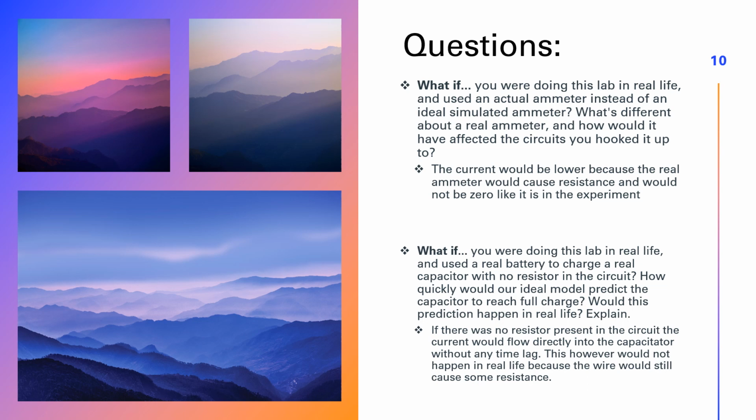What if you were doing this lab in real life and used a real battery to charge a real capacitor with no resistor in the circuit? How quickly would our ideal model predict the capacitor to reach full charge? Would this prediction happen in real life? If there was no resistor present in the circuit, the current would flow directly into the capacitor without any time lag. This, however, would not happen in real life because the wire would still cause some resistance.